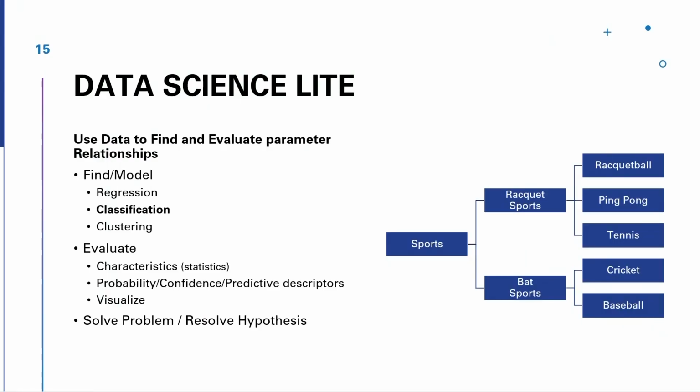Okay. Another one is classification. So you're taking a topic and you're refining it to greater and greater detail. So here's an example with sports. You have racket sports or bat sports. You could choose other ways to do it if you want to start with ball sports and track and field sports. Okay. And then finally there's clustering.